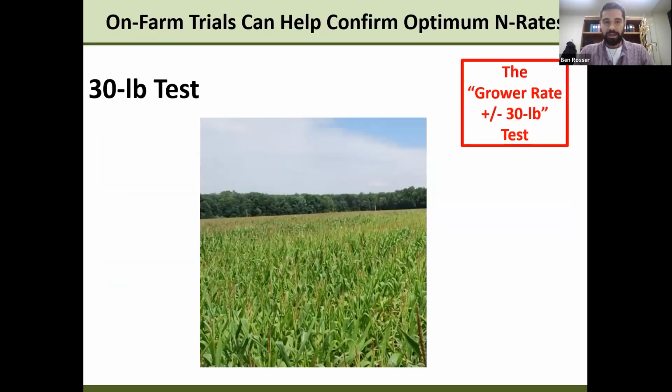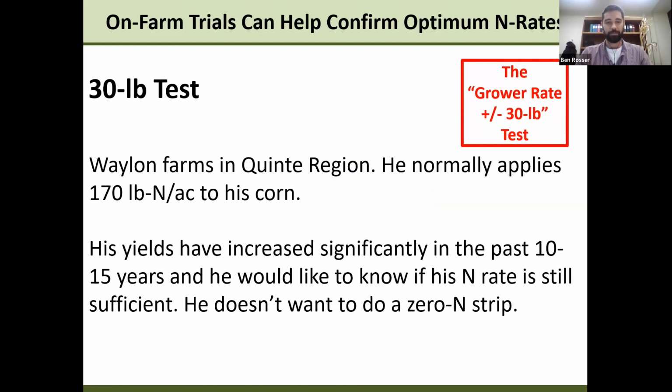The 30-pound test, again, you might do your normal rate and then do a strip on either side, 30 pounds less and 30 pounds more than what you normally do. It won't give you the optimum rate, but it will at least give you an idea of whether you would respond to more fertilizer, or if you could pull back rates if you don't see any yield loss for pulling rates back a little bit.